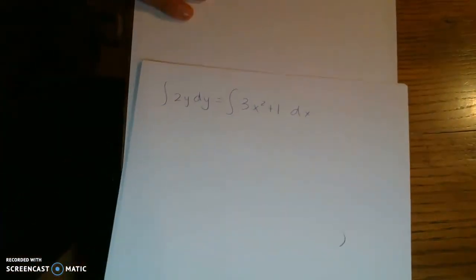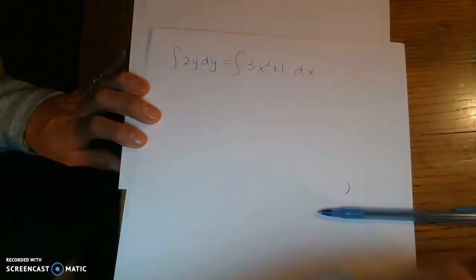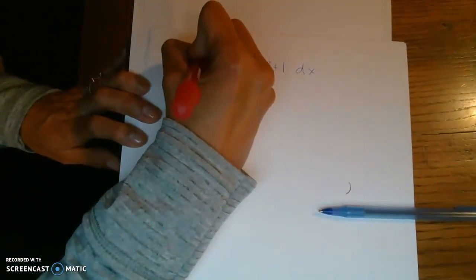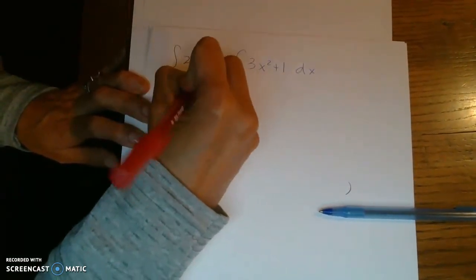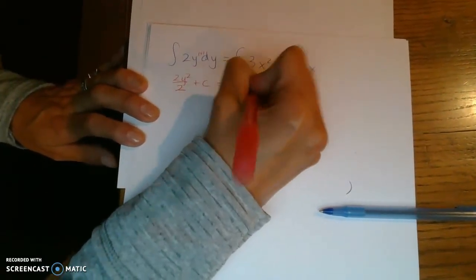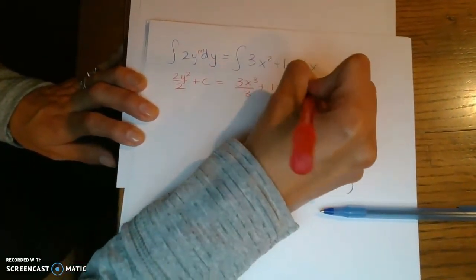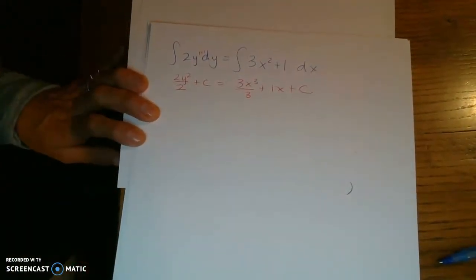Okay? And so now when we integrate, we just do basic integration. This becomes, you add an exponent, so you get y squared over 2 plus c is equal to 3x cubed over 3 plus 1x plus c. Okay, and so I just integrated. Those integral signs go away.